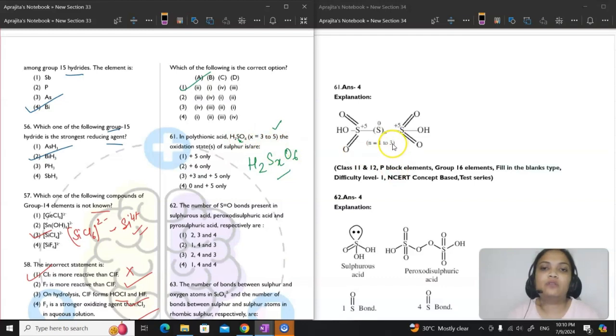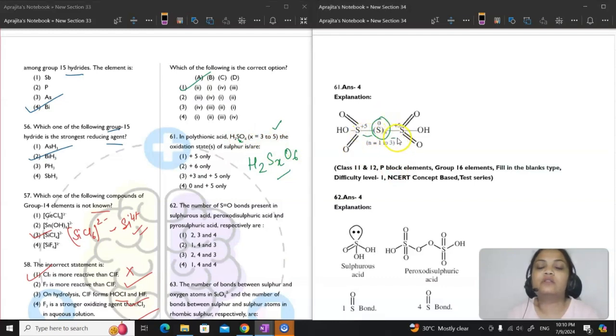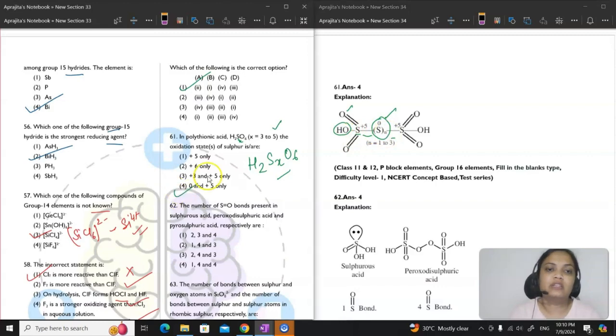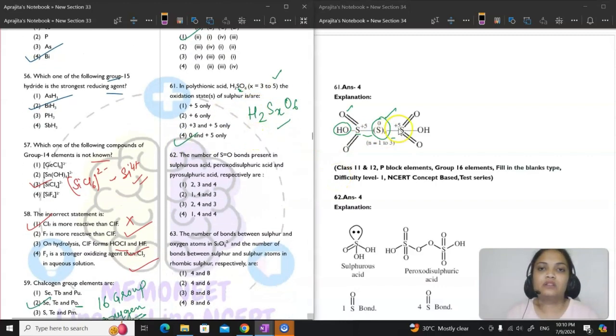If I talk about the oxidation state of sulfur, the central sulfur atoms which are attached to the other two sulfur, their oxidation state is going to be 0. And for the other sulfur, on one hand it is attached with OH, and then there are two double bonds with oxygen, so its oxidation state is +5. So it means the oxidation states are 0 and +5. So answer is option 4.